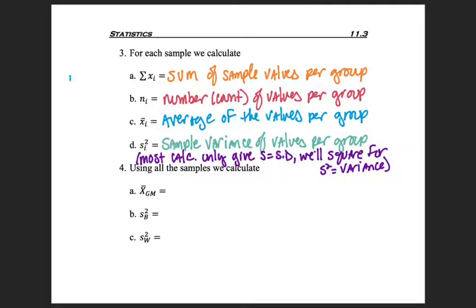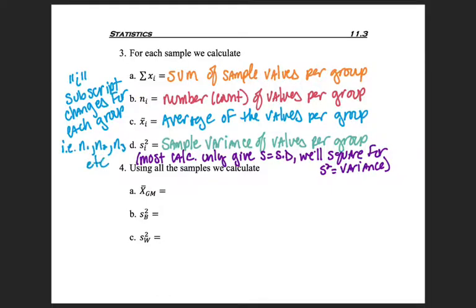And also, hopefully you understood that the i subscript changes for each group. So when it comes to the count of groups, we're going to have the count from group 1, the count from group 2, the count from group 3, so n1, n2, n3, etc.